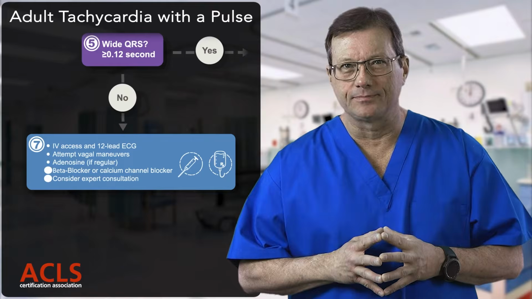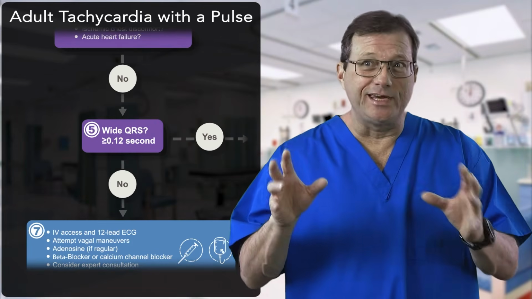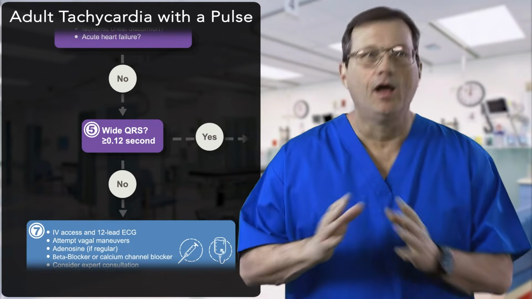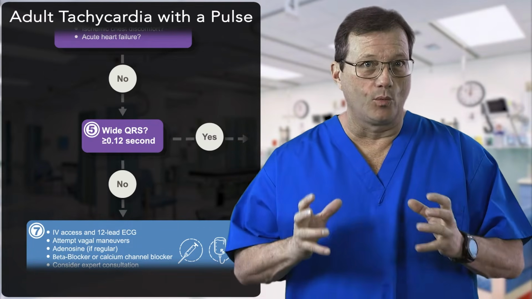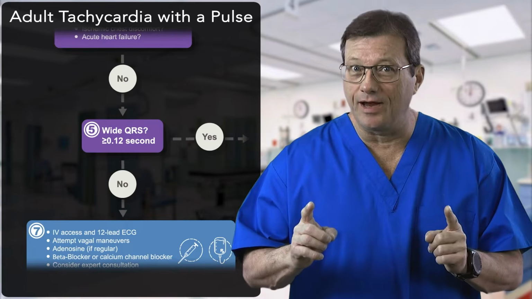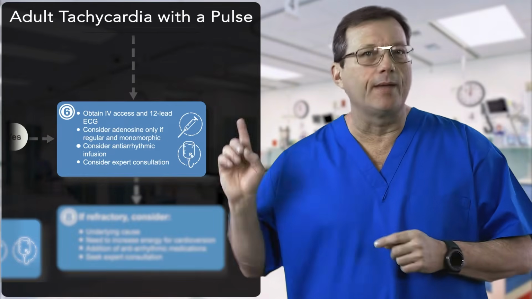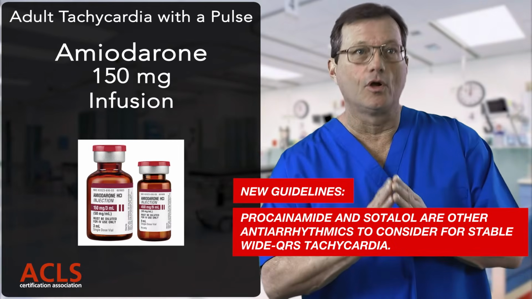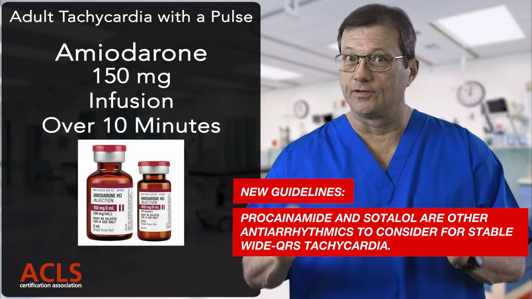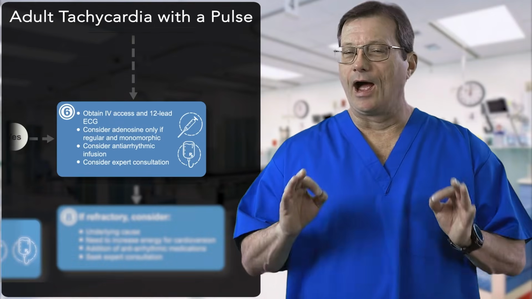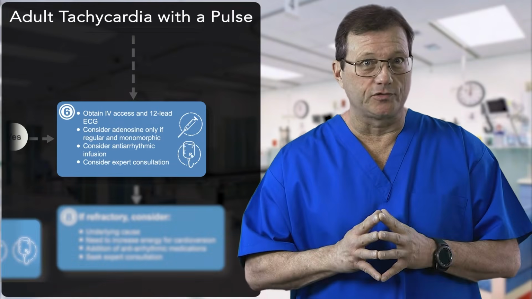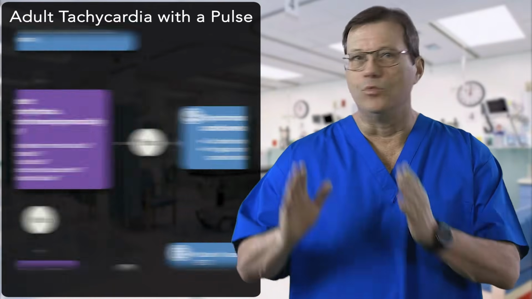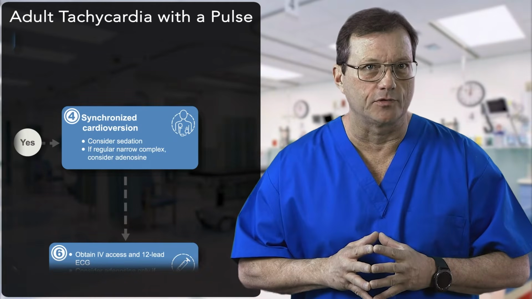Now, if after looking at your ECG, you determine this is a wide complex tachycardia, a QRS greater in width than 0.12, and the patient's stable, our treatment's going to be amiodarone. You're going to administer 150 milligrams infusion over 10 minutes. This is if the patient's stable. However, if during this administration or at any time your patient becomes hemodynamically unstable, move immediately to synchronized cardioversion.